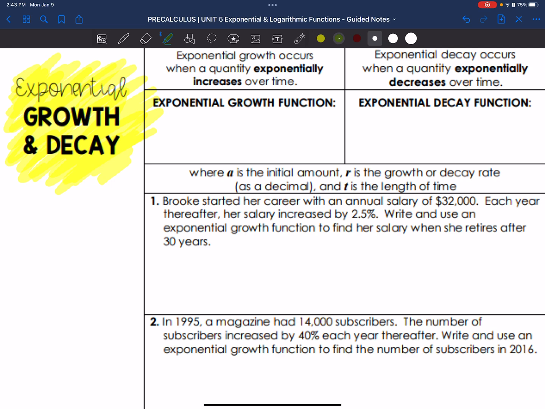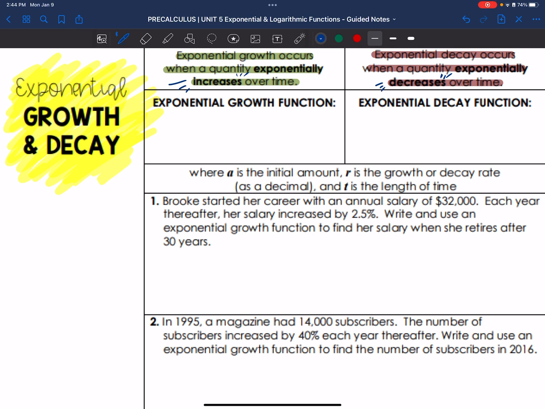I want to begin by just highlighting some key vocabulary related to exponential growth and exponential decay. And throughout this video, I'm going to use green for exponential growth and red for exponential decay. So exponential growth occurs when a quantity exponentially increases over time. Key word that I want you to be aware of, increases, is the key word for exponential growth. And conversely, exponential decay occurs when a quantity exponentially decreases. And again, that key word is decreases. If it's decreasing, then that's exponential decay.